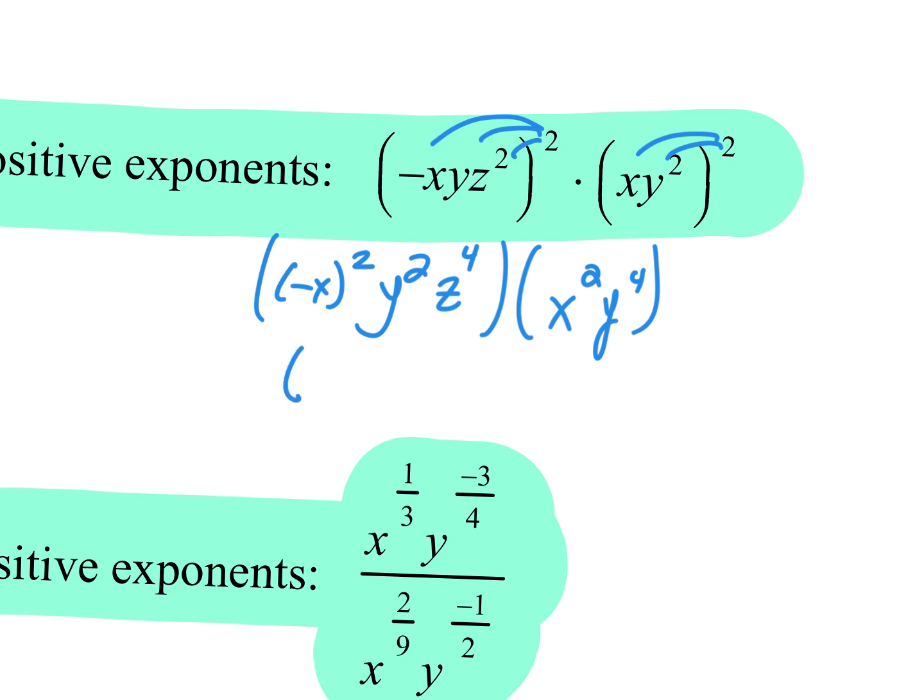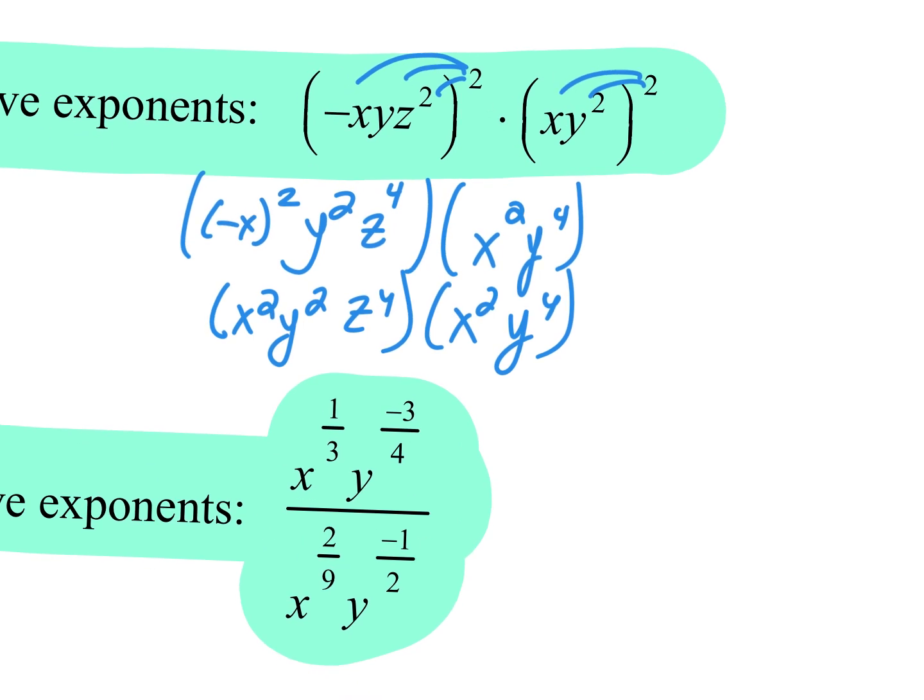Negative x times negative x is x squared, good. Then I have y squared, z to the 4th. And then here I have x squared, y to the 4th. This is a multiplication problem. If we were adding, we would not be able to go any further. But we're not adding, we're multiplying, correct? So when we multiply same bases, what do we do to the exponents?